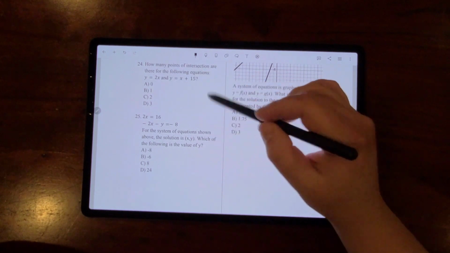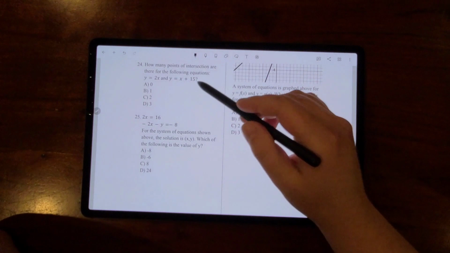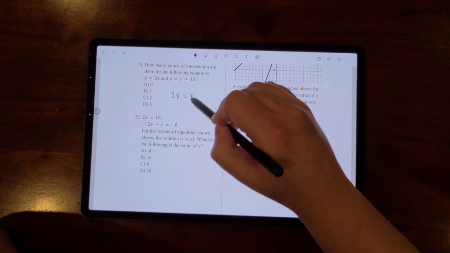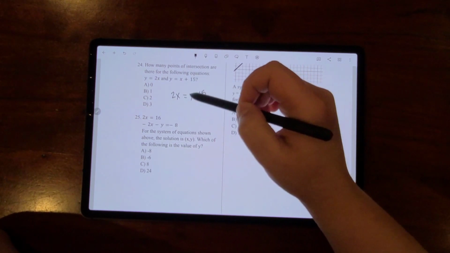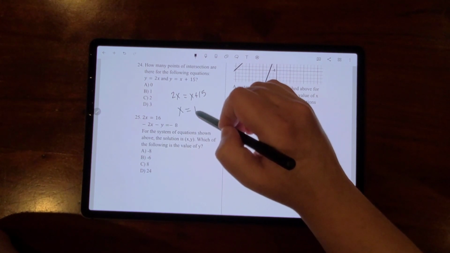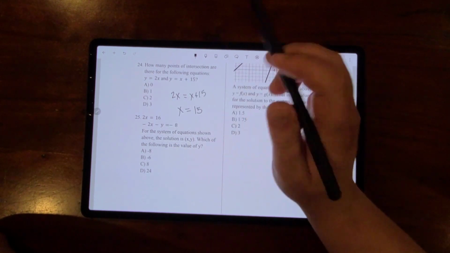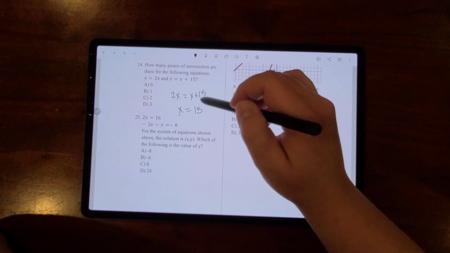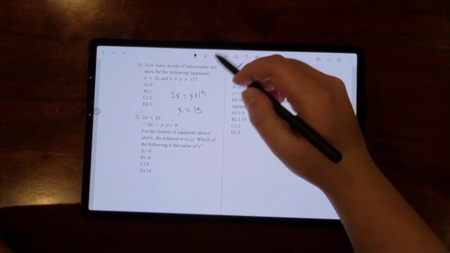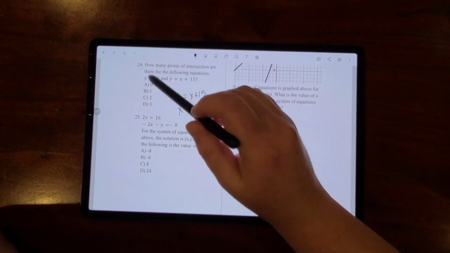So the bonus answer would be 2. Okay, so let's do number 24 a different way besides graphing how many points of intersection. Again, that's the same thing as how many solutions there are for the system. So I'm going to set the y's equal to each other. So 2x has to equal x plus 15. I'm going to subtract x from each side, so then I get x is equal to 15. So there's one x value that works for these, only one solution, one point of intersection for this system of equations. So it should be B, 1.